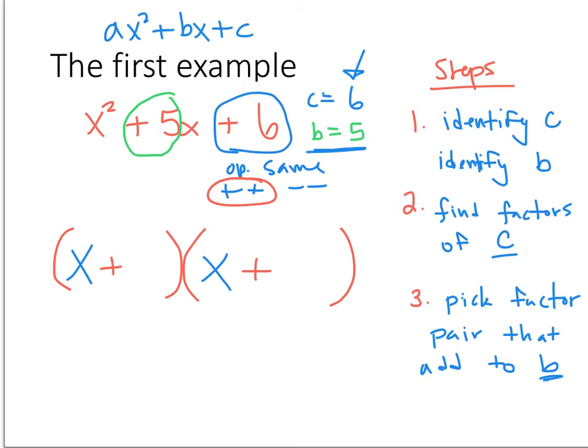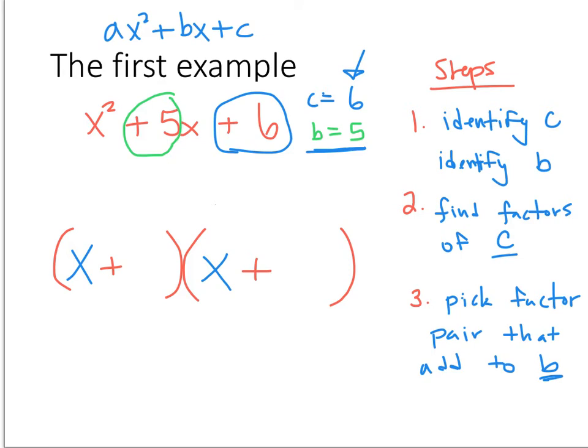But the idea here is that we have these two situations here. So we have 6 and then we have this 5. So C is positive, so that means they're both going to be the same. B is positive, so that means they're both going to be addition.